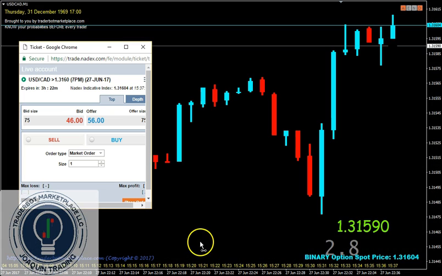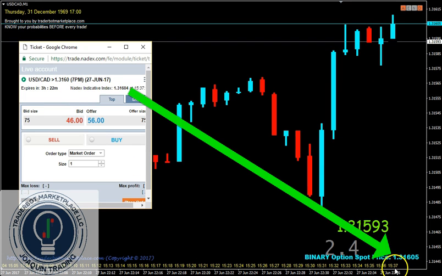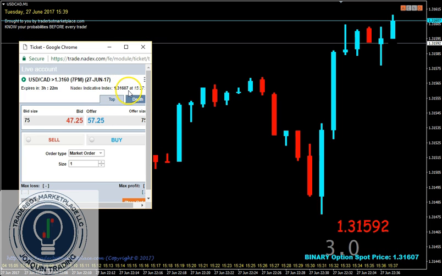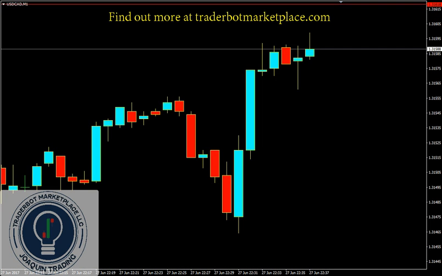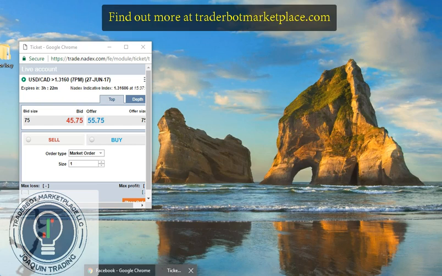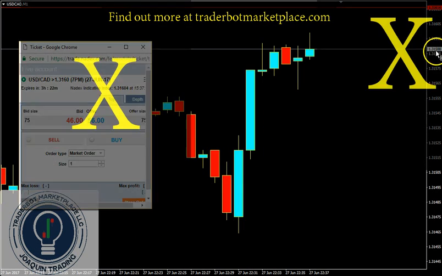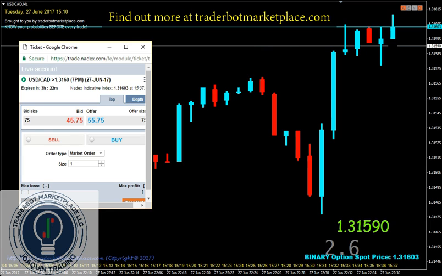Let's look and see which one matches up with Nadex more. The binary options price, which is 131,605, 131,605, oh, 607 now, or the bid price, which is 131,588, 131,604. It doesn't match. This matches. You can get this indicator free if you want it.